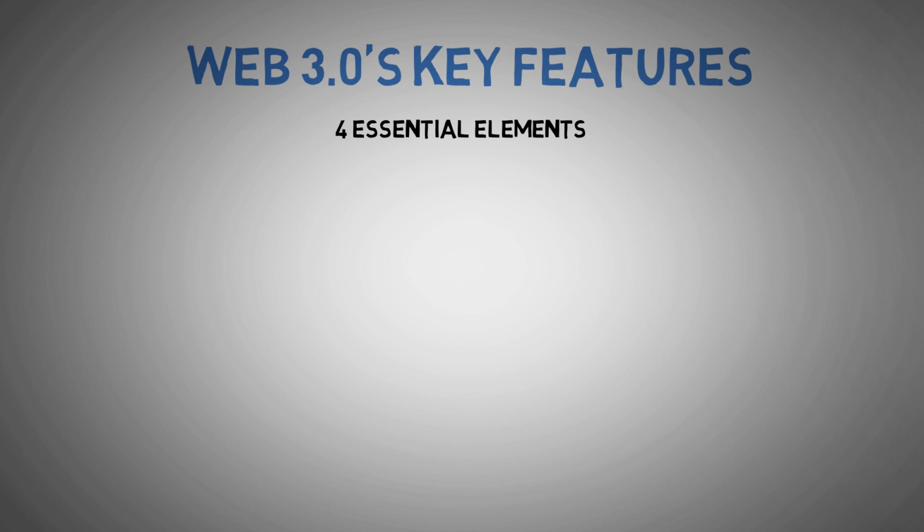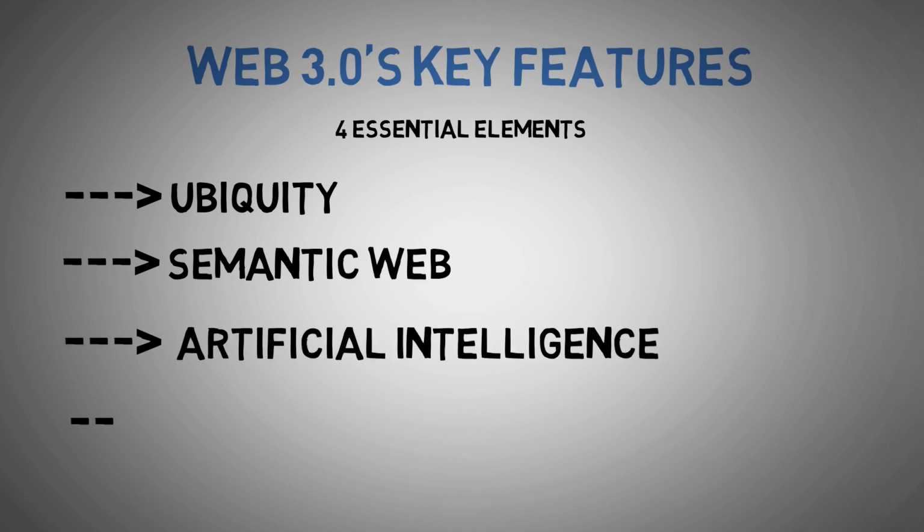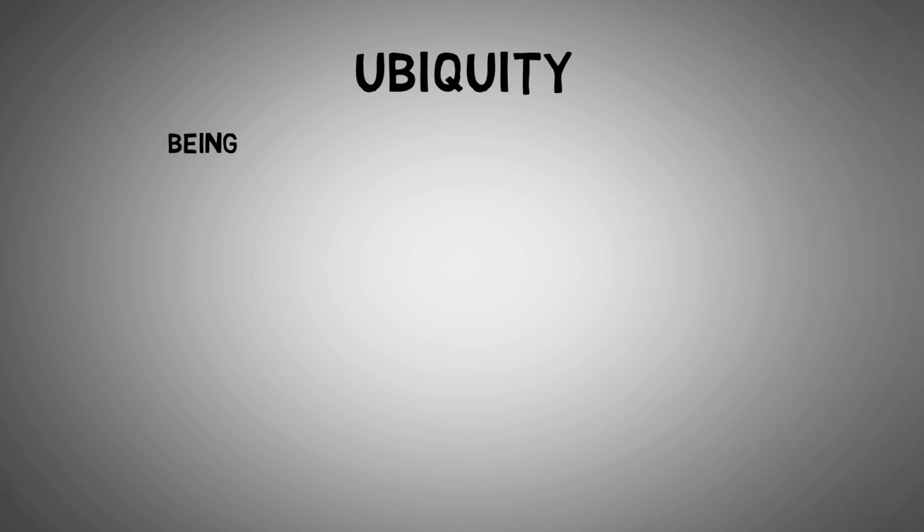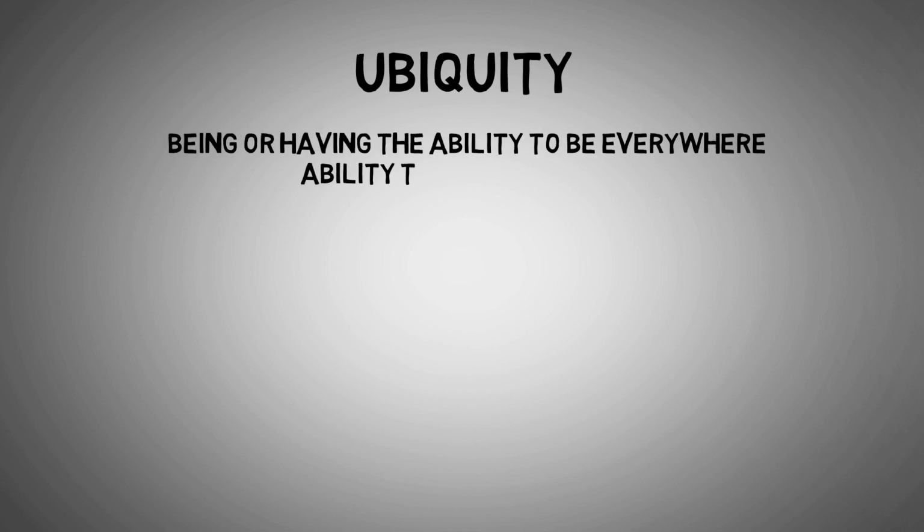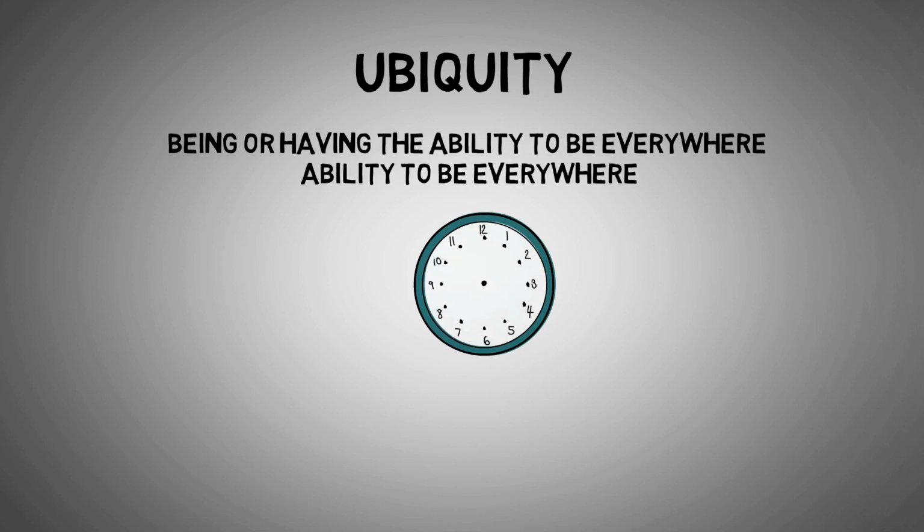Web 3.0's key features. We need to look at the four essential elements of Web 3.0 to truly comprehend the next stage of the internet: ubiquity, semantic web, artificial intelligence, and 3D graphics. Ubiquity. Being or having the ability to be everywhere, especially at the same time, is referred to as ubiquity. To put it another way, omnipresent.